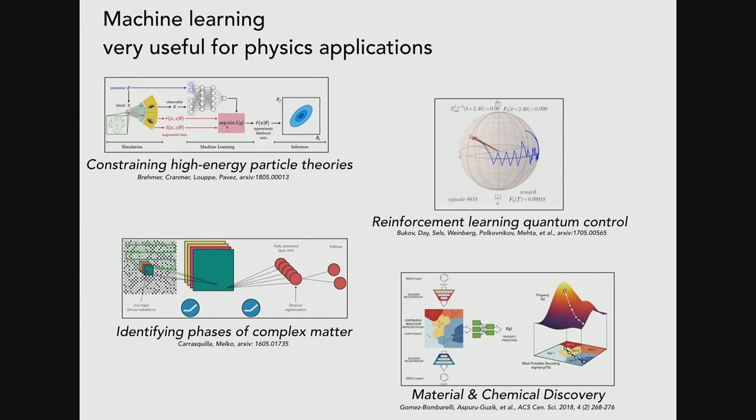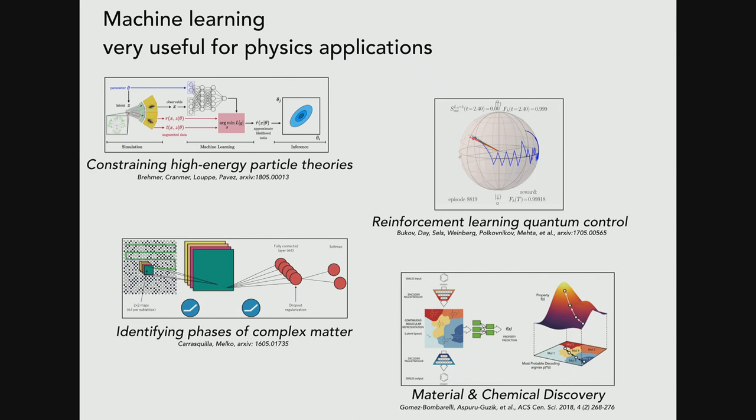And machine learning is already being shown to be very useful for the kind of physics that most of us in this room are interested in. So things like identifying phases of matter. So this is a paper from 2016 with Juan Carrasquilla and Roger Melko, where they trained a multi-layer neural net to figure out from data what the order parameters should be and then report what phase you're in, right?